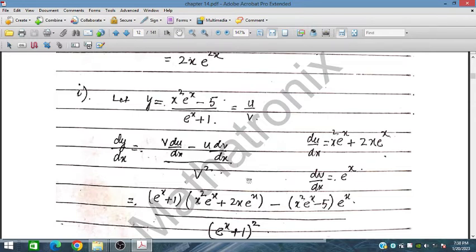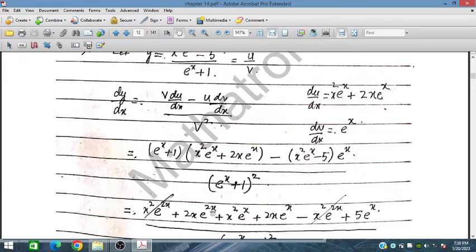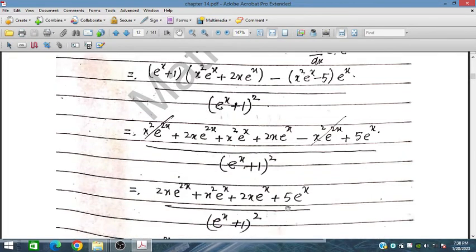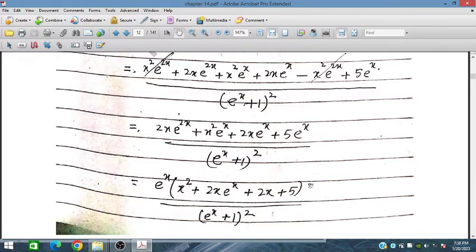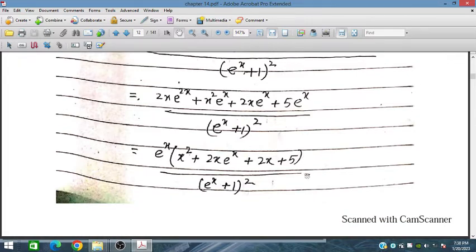So in place of this dv by dx we will write this e power x, and in place of u we will write this. Just plug in the u value and v in their respective positions. We're substituting this and this, so we have obtained the resultant dy by dx. On simplification some of the variables will be cancelled, and from this we have taken out some common factors, and finally we have obtained this result.